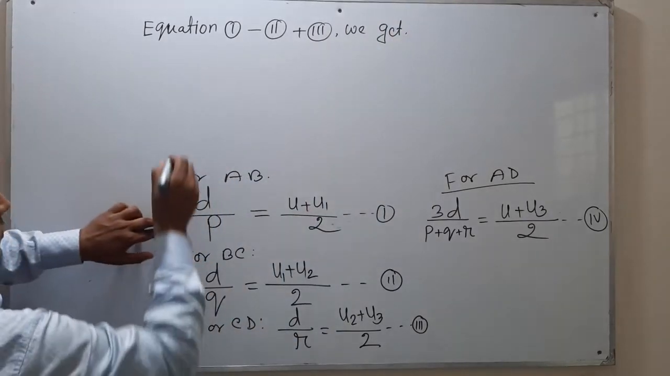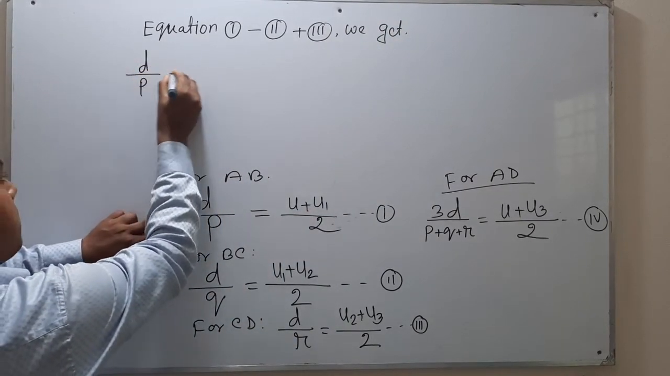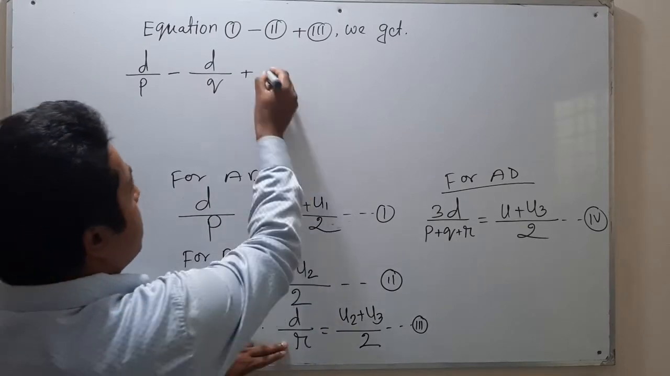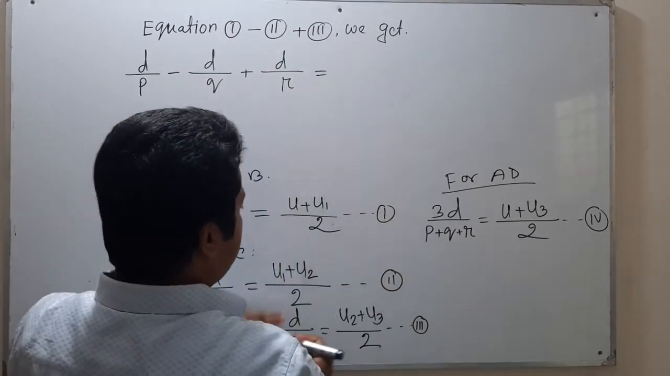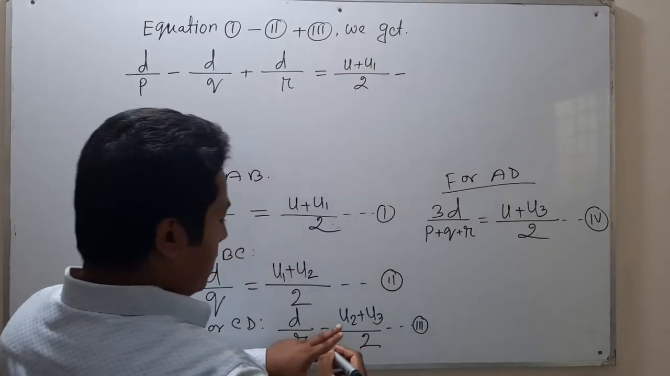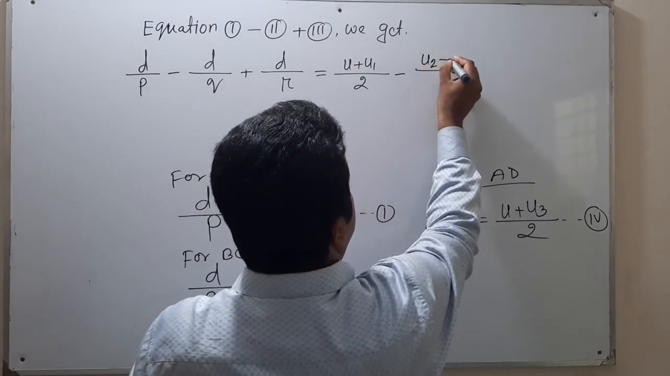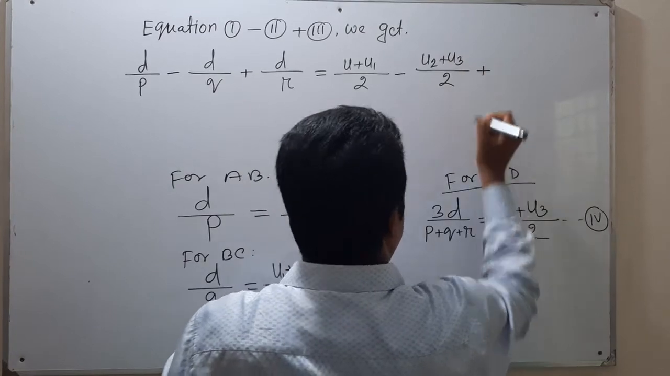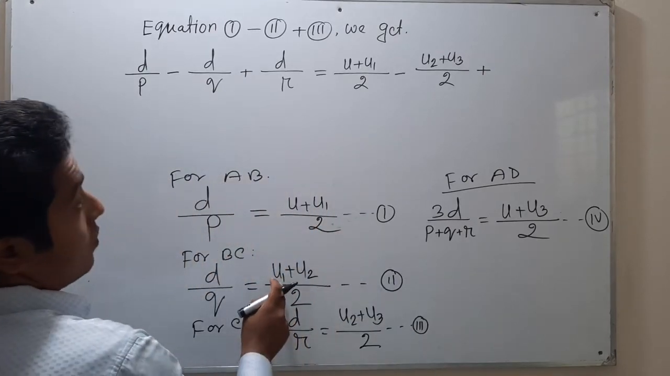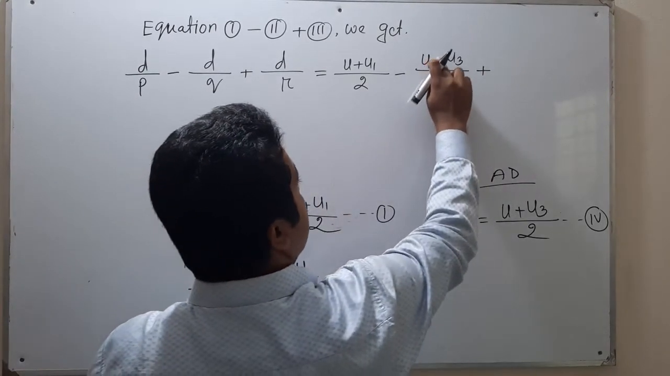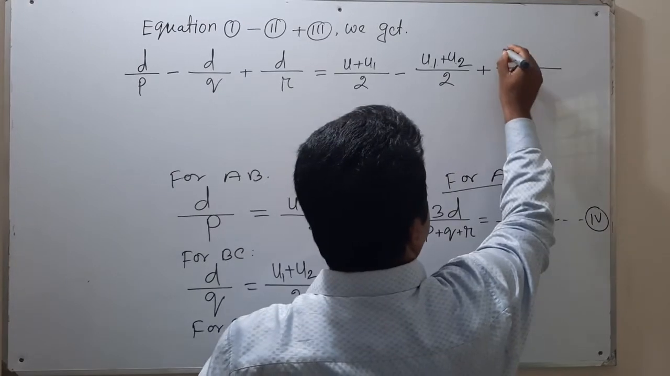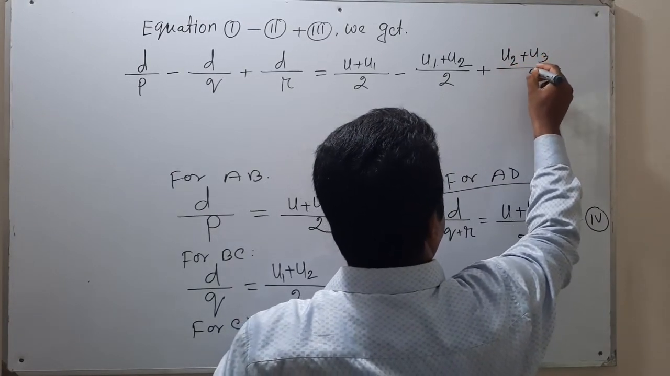d divided by p minus d divided by q plus, from equation 3, d divided by r is equal to u plus u1 divided by 2 minus u1 plus u2 divided by 2 plus u2 plus u3 divided by 2.